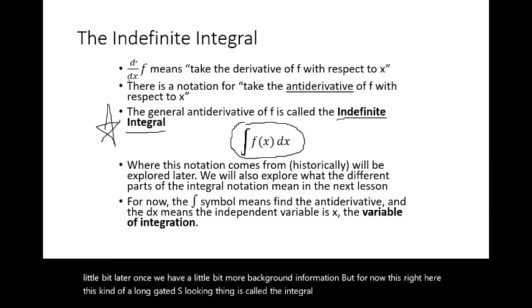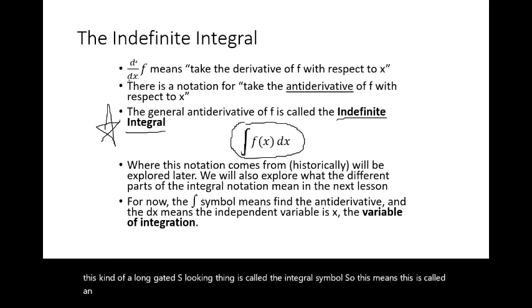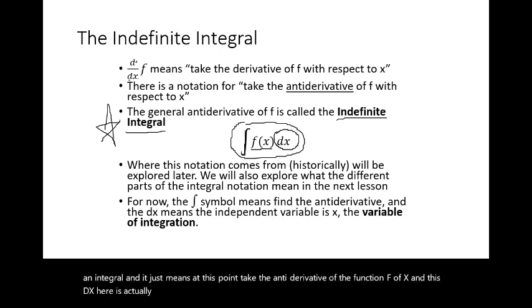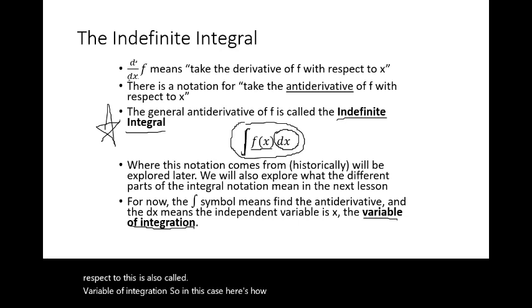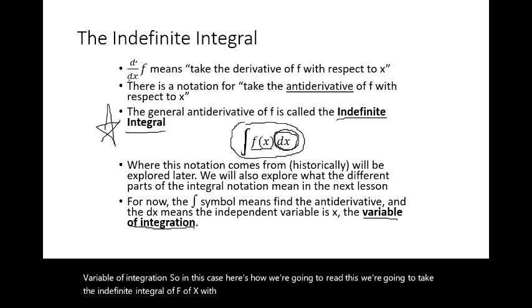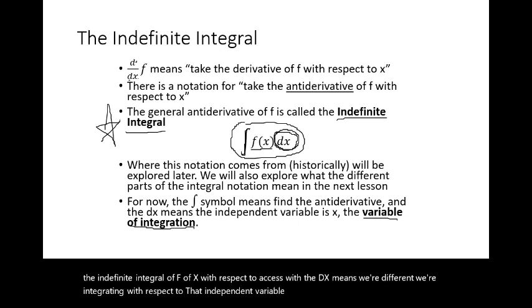So this is called an integral, and it just means at this point take the antiderivative of the function f of x. And this dx here is actually important because this dx tells you what variable you are integrating with respect to. This is also called the variable of integration. So in this case, here's how we're going to read this. We're going to take the indefinite integral of f of x with respect to x. That's what the dx means. We're integrating with respect to that independent variable x. And then the indefinite integral is just the formal notation for take the antiderivative.